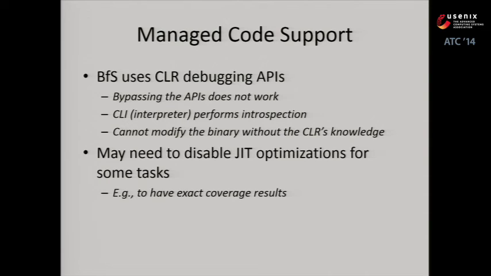Second, we needed to disable JIT optimizations for certain classes of applications, like measuring coverage, in the cases where we needed a one-to-one correspondence between the basic blocks that were executed and the source code. And the correspondence would be lost because JIT optimizations would optimize away some blocks and move them around and things like that.